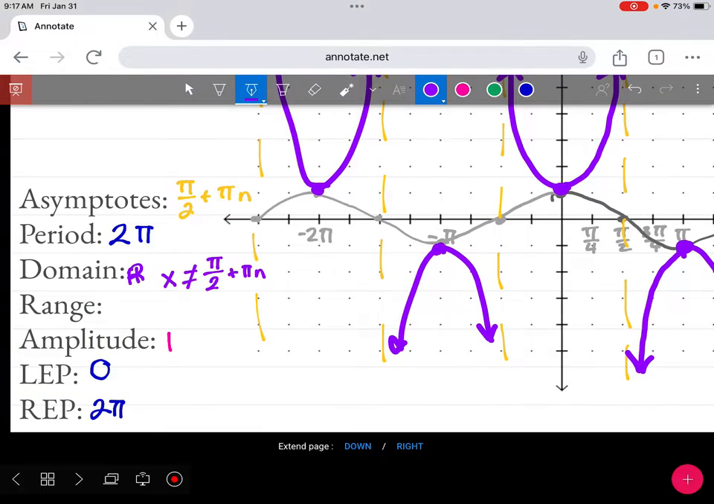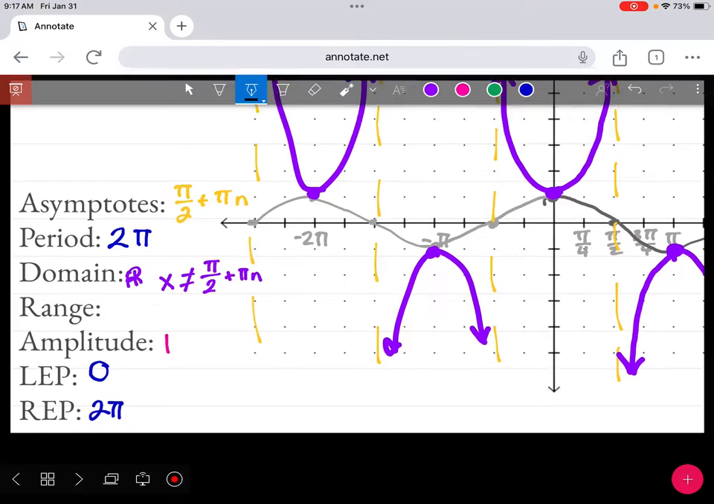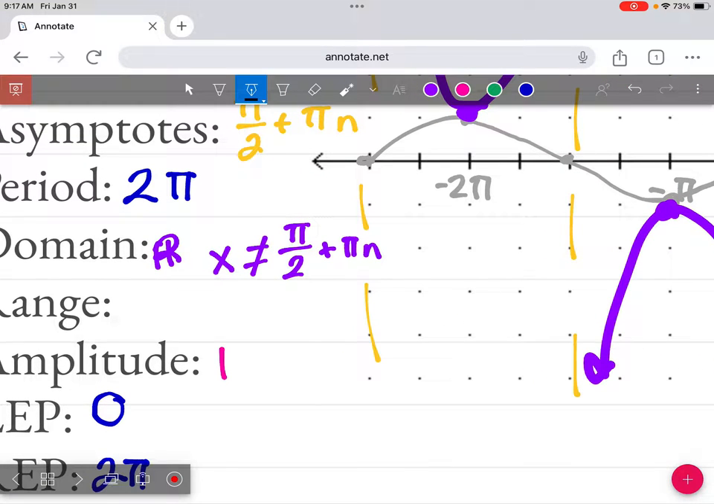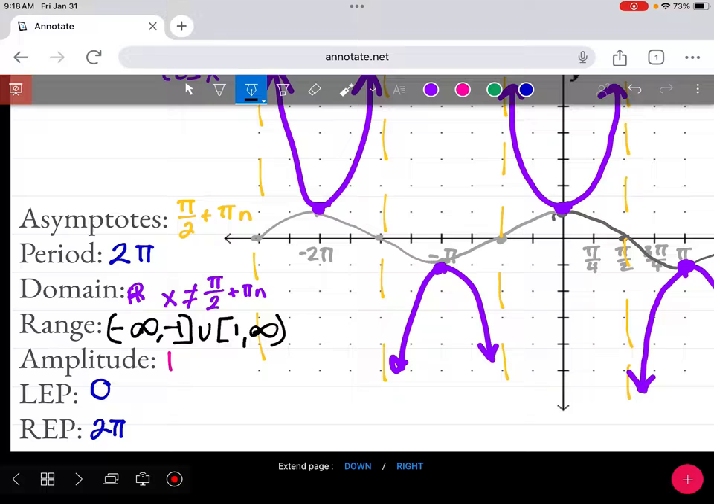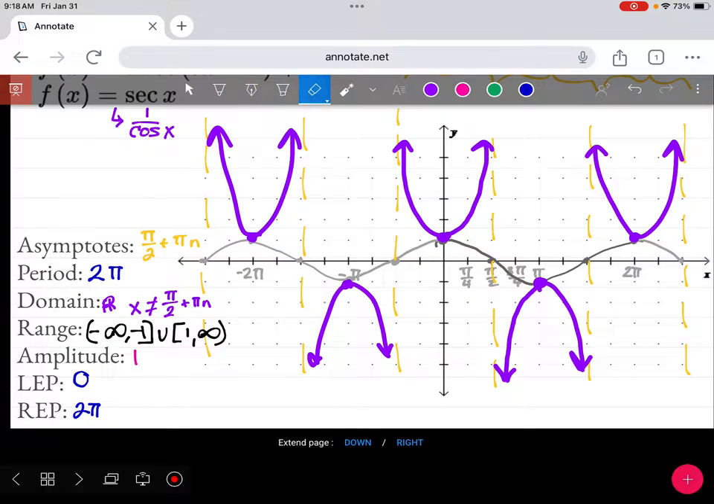How about our range? Negative infinity to negative 1, then 1 to infinity. Yep, negative infinity to negative 1 because we're just looking at the purple parts, and then we join that, so union 1 to infinity. We jump over cosine entirely. It flips. Because the graph of secant, just like the graph of cosecant, is just that part.